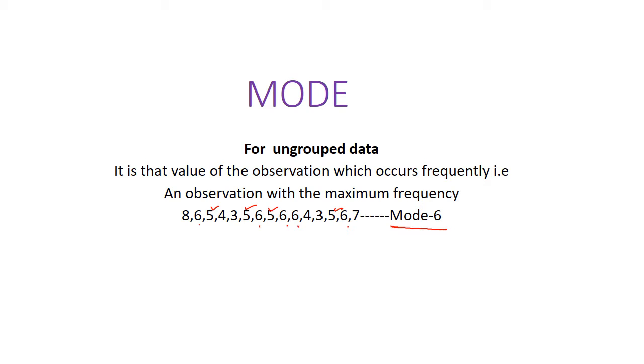Let's take an example. These are the marks of 15 students scored out of 10. Here we find that 6 is occurring 5 times, and 5 is occurring 4 times. So the maximum number of times, 5 times, 6 is occurring, therefore mode is 6. So here the maximum occurring number is said to be mode.